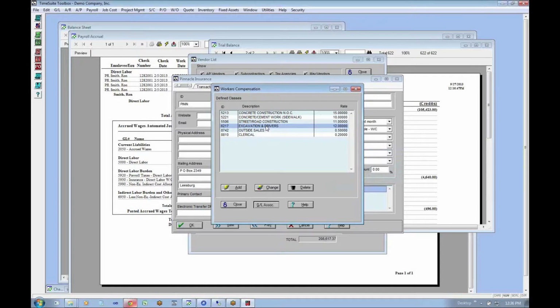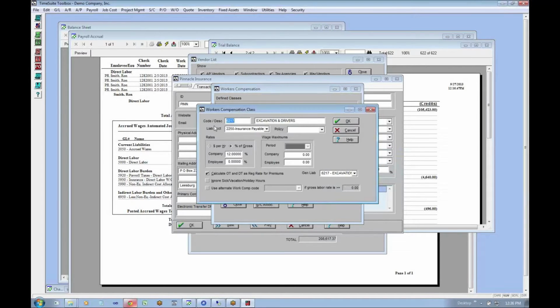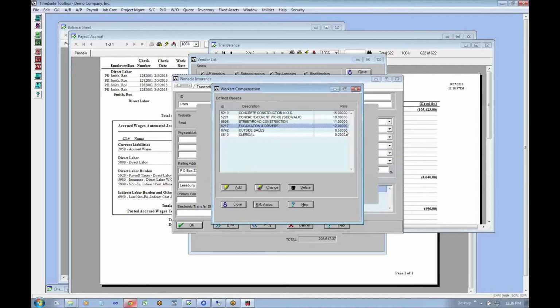Now, that's the expense side. The liability side, if I double click on this, will give me that. So whenever the debit and credit will be to increase my expense and increase my liability as I move through my payrolls and post my payrolls.